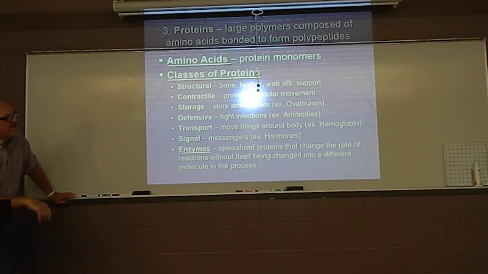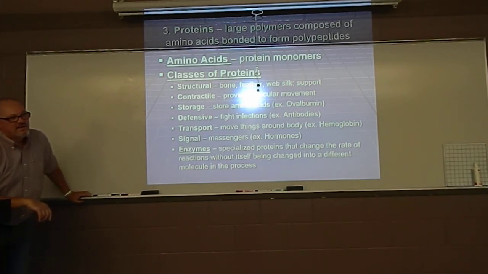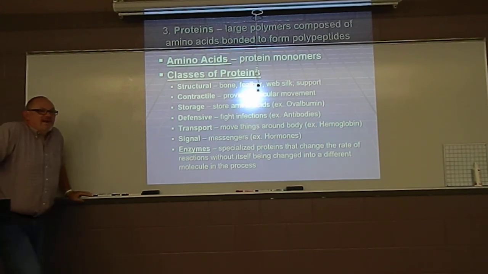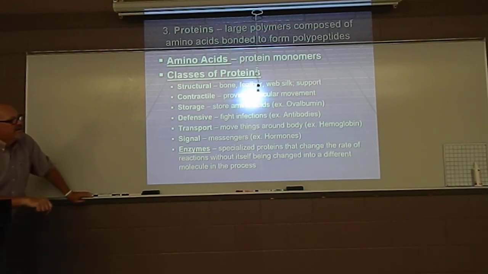Defensive. These proteins help fight infections. The antibodies are a good example here. These are proteins on T cells, immune cells that recognize things as not being a part of the normal fauna or flora in the body, and so they attack. Helps the T cells go and attack those types of cells that are not supposed to be there. Transport proteins. These move things around the body. Hemoglobin is a good example here. We talked about that when we talked about iron. Signal proteins, those are proteins that are hormones. Human growth hormone is a good example here of this type of protein.